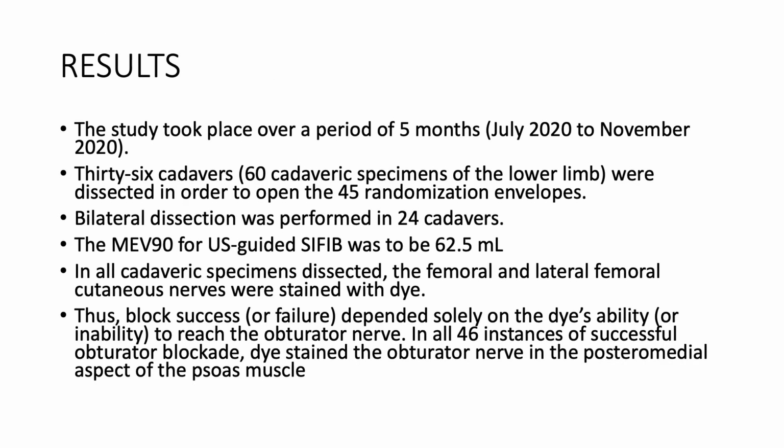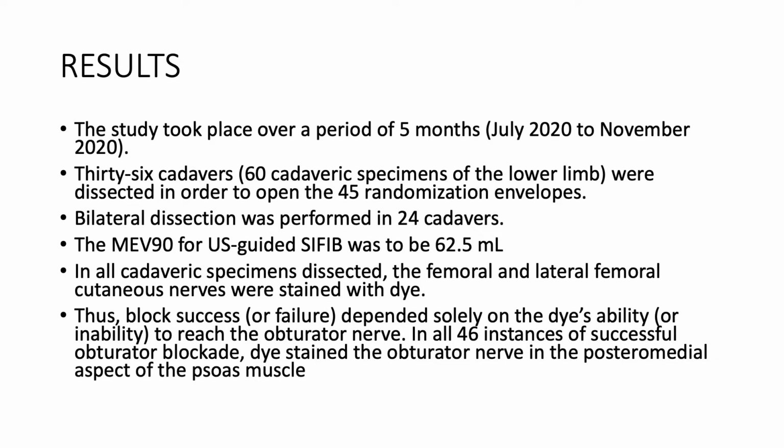So the results: the study took place over a period of 5 months, from July 2020 to November 2020. They found 36 cadavers, and 60 cadaveric specimens of the lower limb were dissected. In order to open the 45 randomization envelopes, bilateral dissection was performed in 24 cadavers. The minimum effective volume was found to be 62.5 mils.